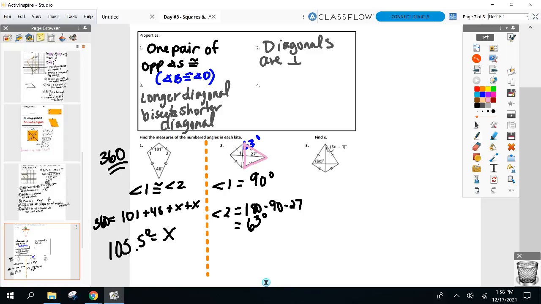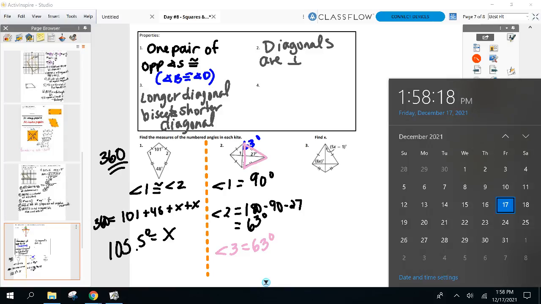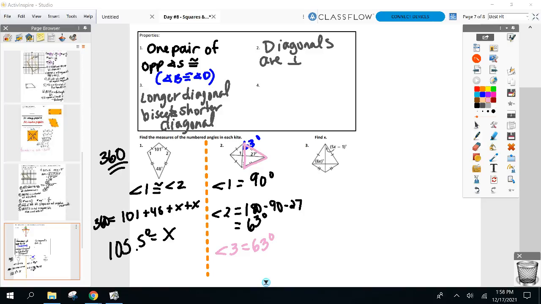Okay? Look for those isosceles triangles when you are working with kites. All right? Look for those isosceles triangles. And I'm not even going to try to get to the next one. That's where we'll end it today.